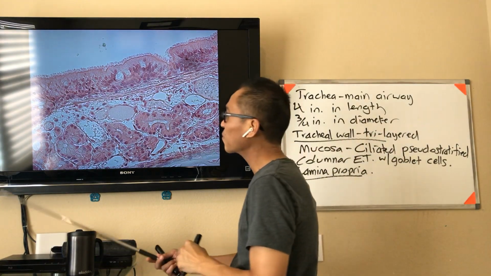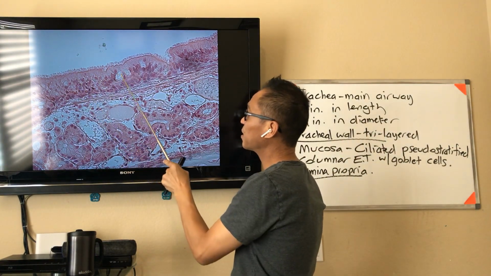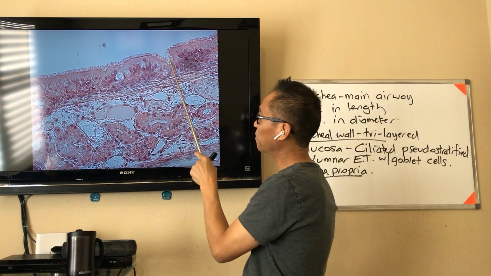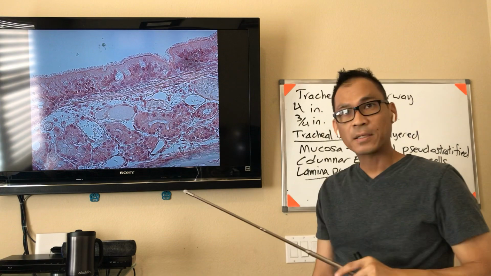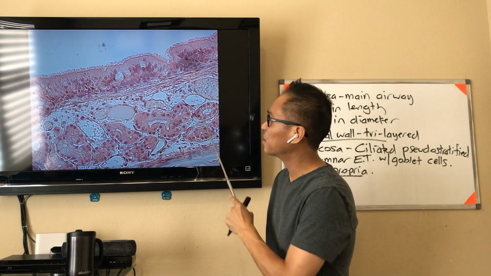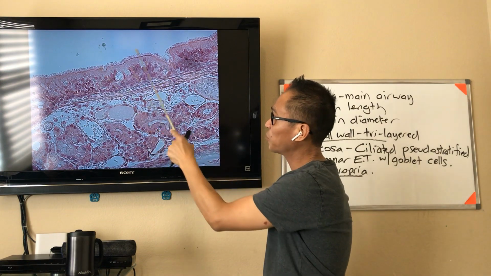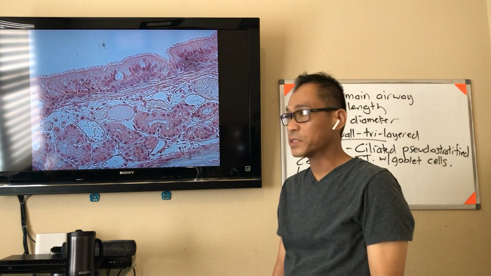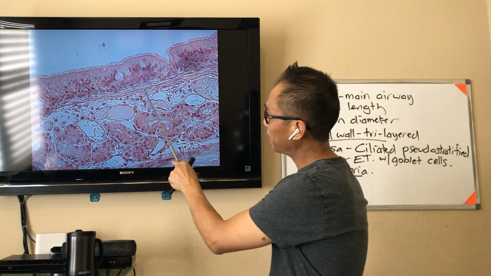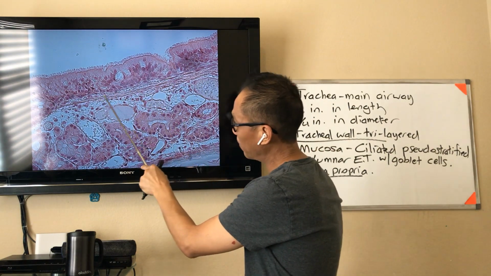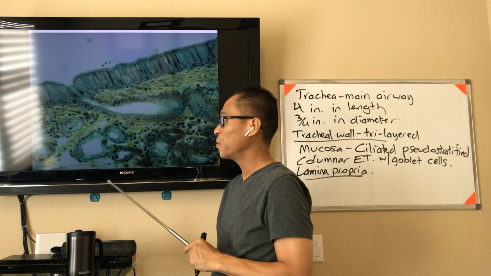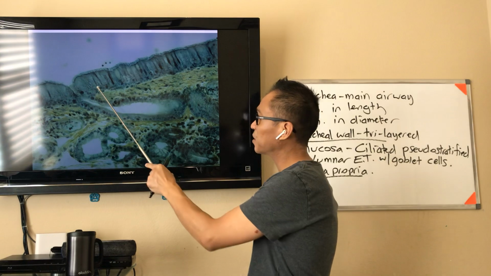So you can see the cilia, you can see these goblet cells there, and that divot right there is not artifact. It's basically where a duct from the submucosa sends a duct up. So it helps also contribute to the mucus along with the goblet cells. Okay. Lamina propria right there, be able to identify that. Lamina propria. Here's another picture showing you the pseudostratified nature of this tissue there.